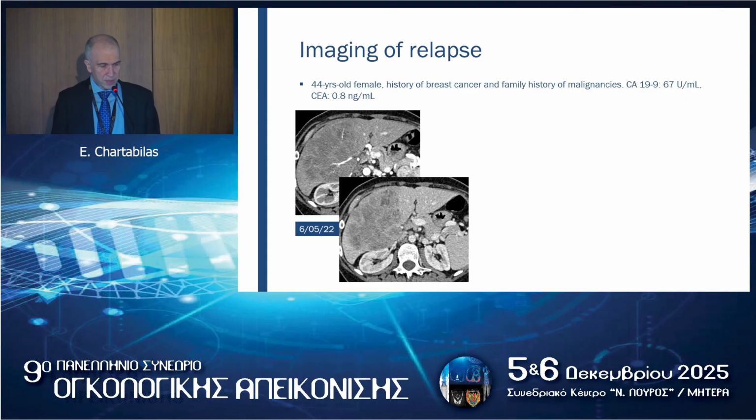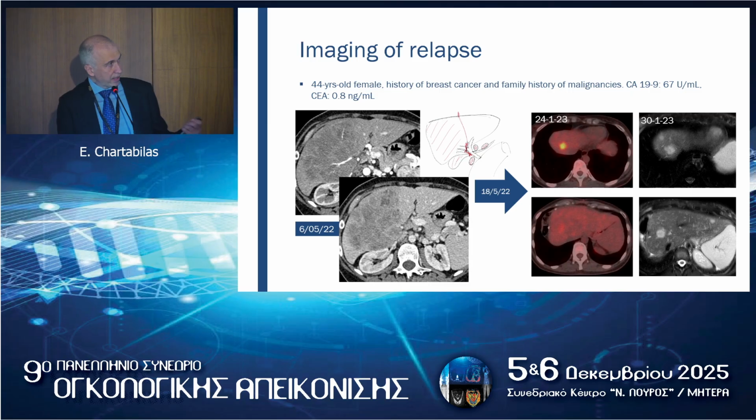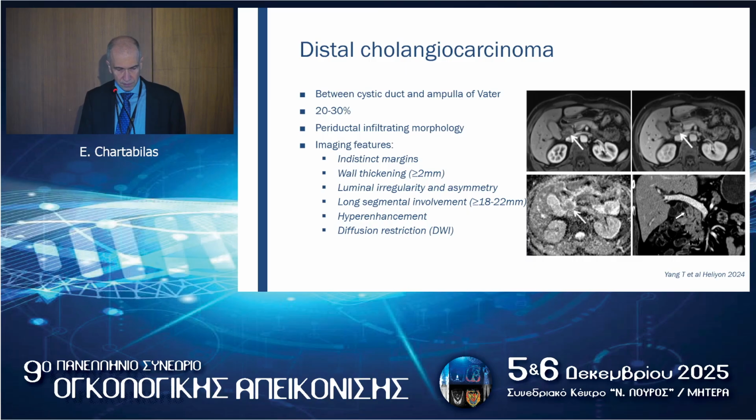This is a case of relapse, a young lady, you see with this very large mass with associated, as you see here, lymph nodes here and here. This is the surgeon's schematic before surgery. So right hepatectomy was performed, but you see that in less than a year, there are now at least 4 metastases on MRI. PET detects only 1 and possibly 2. So, superiority of MRI regarding detection of metastases.